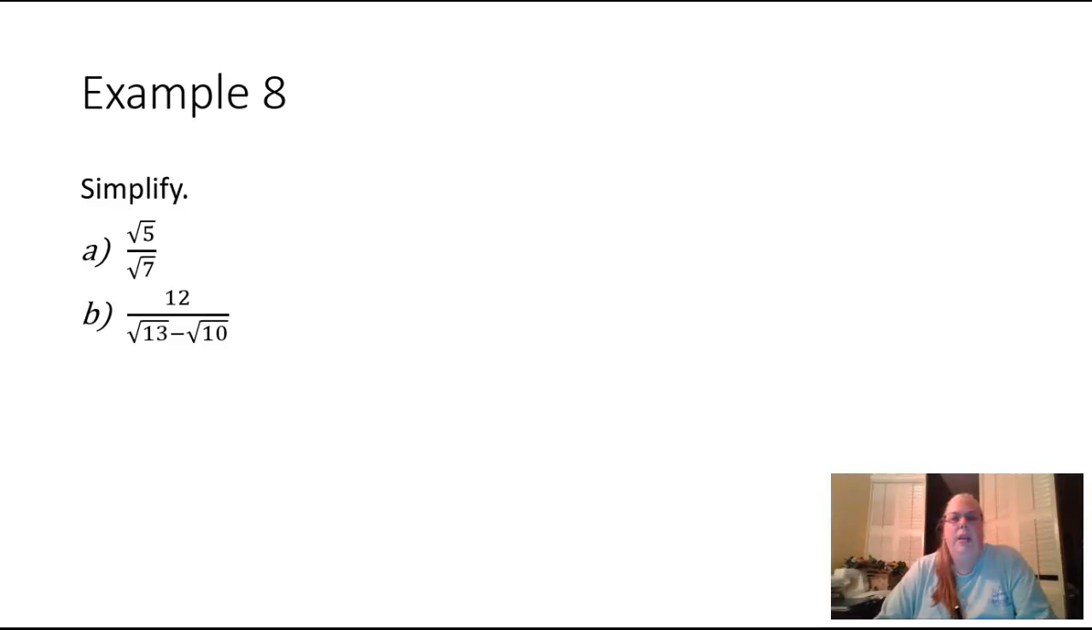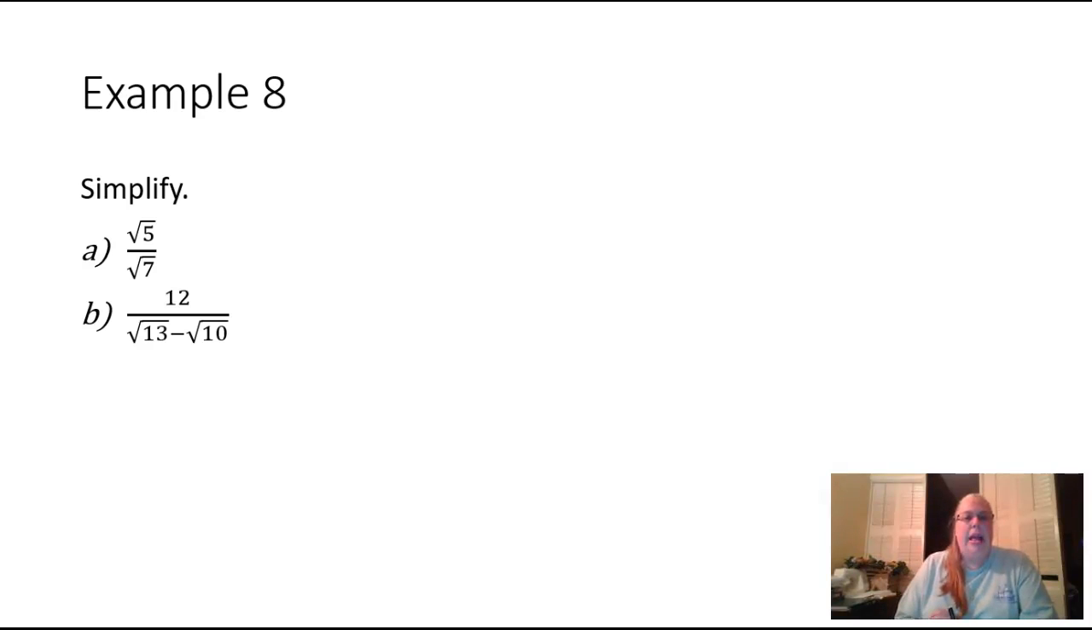This is example 8 from lesson R.4. We are simplifying by rationalizing the denominator. To rationalize the denominator, the object is to eliminate any radicals that appear in the denominator of a fraction. The numerator we don't care about, but in the denominator they need to go. And they also need to be simplified of any perfect squares that they might have.